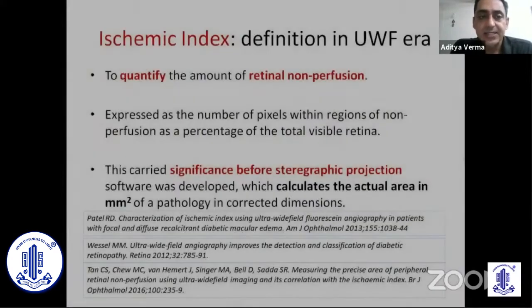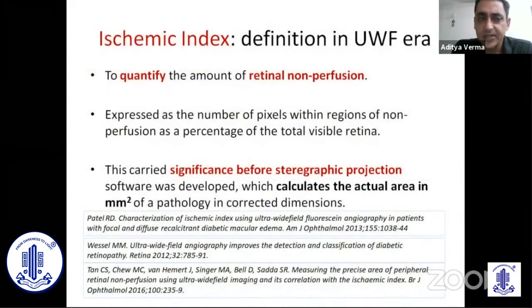Now I'll just touch upon a small definition which has recently been introduced in the ultrawide field era. This is the ischemic index. This is to quantify the amount of retinal non-perfusion. This is more of an indirect way of quantifying the non-perfusion. What happens is we express this result as a number of pixels within the regions of non-perfusion as a percentage of the total visible retina.